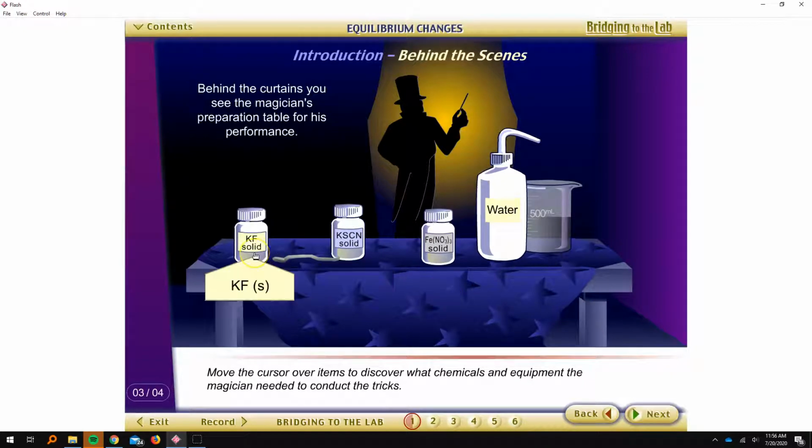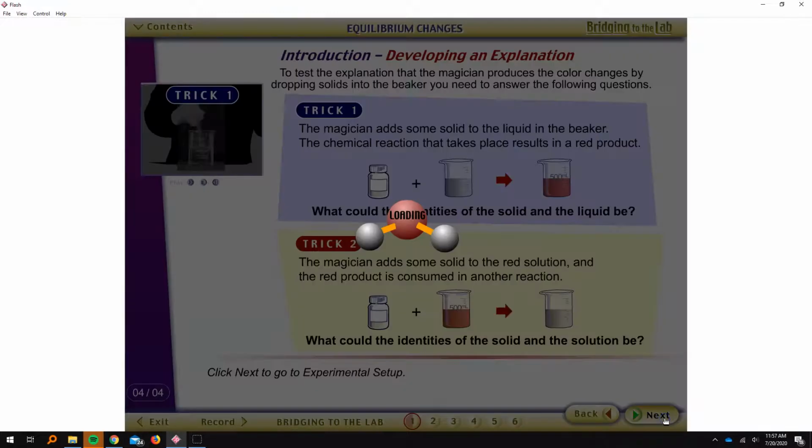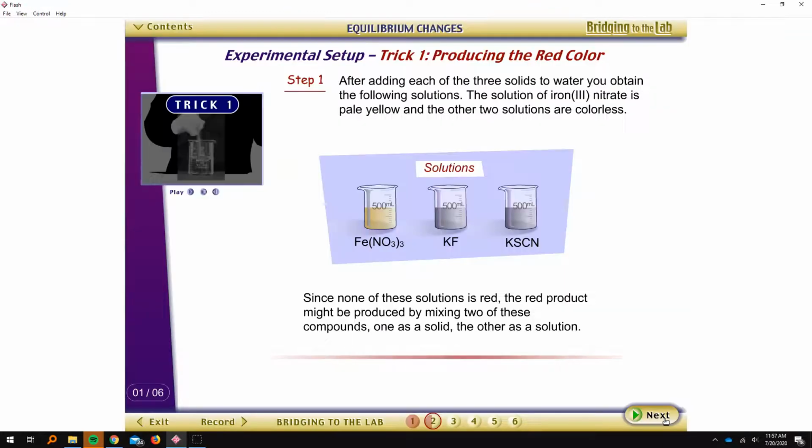So we have solid, solid, solid, and so we've got a beaker with water. So we want to know how we go from solid and colorless to red, and solid plus red solution to colorless solution. So these are the solutions you can make with those three things, but this is yellow one, so we need to get rid of that yellow. We never saw yellow.